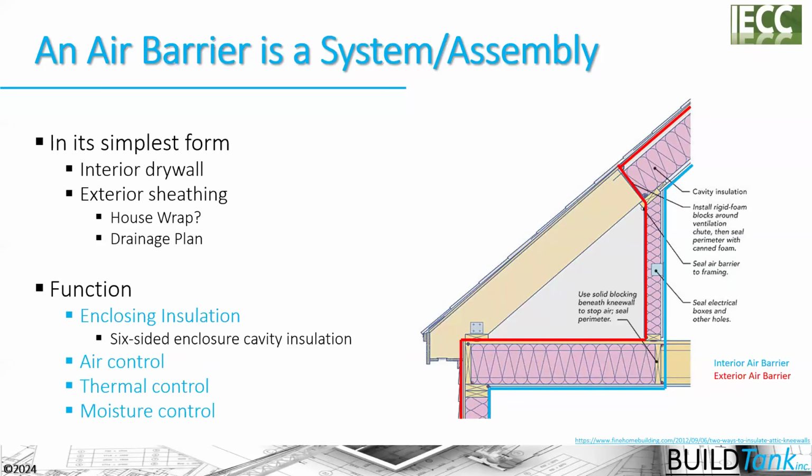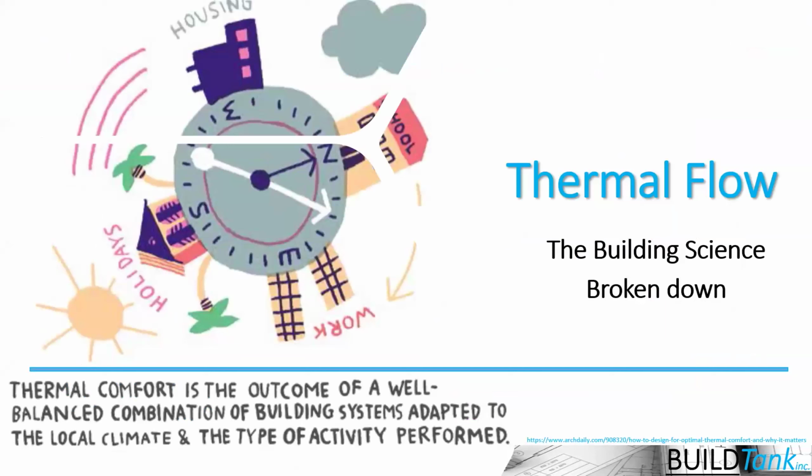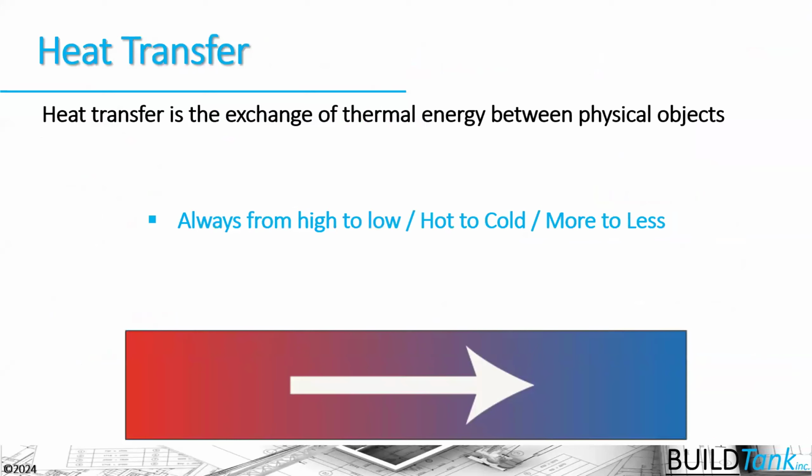So now that we have an understanding of the building thermal envelope and how we want to insulate and create an airtight assembly there, let's think a little bit about how energy moves through insulation and the thermal flow or thermal control that we're trying to gain here. So the first thing that we need to understand is that heat is the transfer of energy between physical objects. And it's always moving from higher concentrations to lower concentrations, or you can think of it as from hot to cold or more to less. It always will move in that direction.